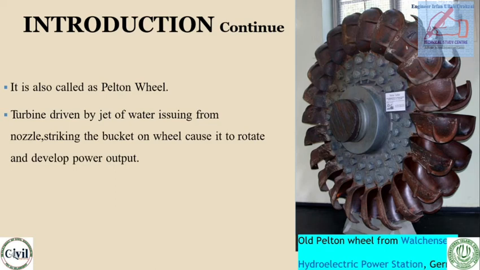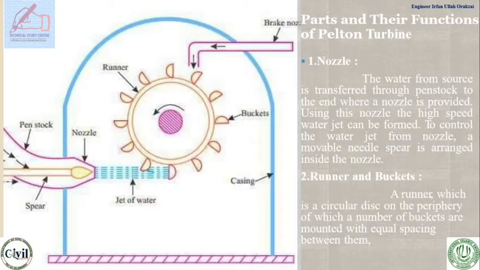It is also called a Pelton wheel because it looks like a wheel. However, it is a type of turbine driven by a jet of water issuing from a nozzle, striking the buckets on the wheel, causing it to rotate and develop power output. When the wheel is rotating, it generates electrical energy. First, the pressure energy of the water is converted into the mechanical energy of moving the turbine, and this mechanical energy is then converted into electrical energy which is supplied to the grid station.